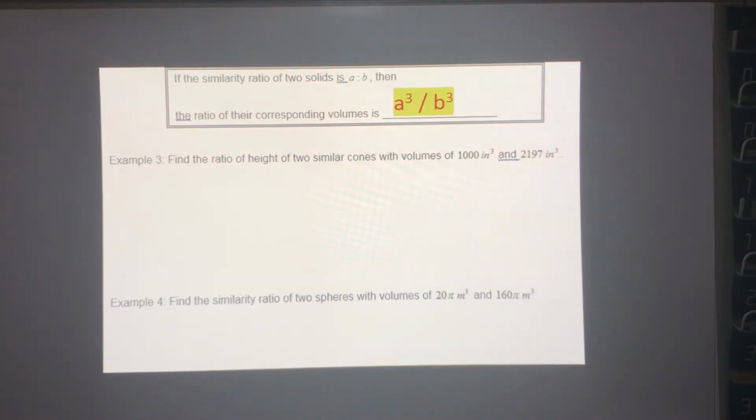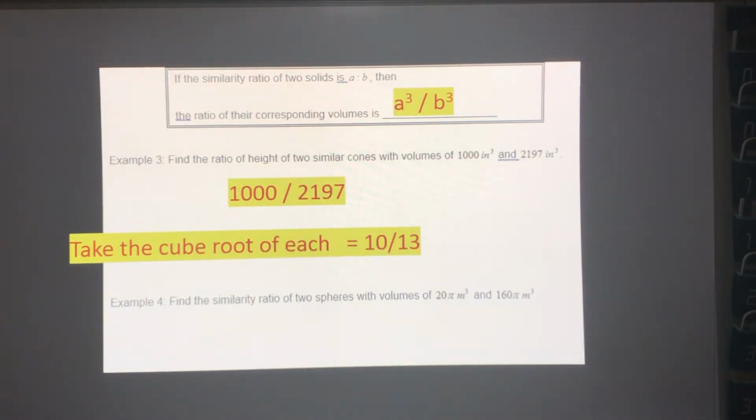Now what they want you to do is find the ratio of height to these two volumes. So what we're going to do is cube root both of these things. If we cube root 1000 and cube root 2197, we get 10 over 13, right? One way to do it in the calculator is with the cube root button, and then use ND. In ND, use 1000 over 2197, and you would get a simplified answer of 10 over 13 in the calculator.